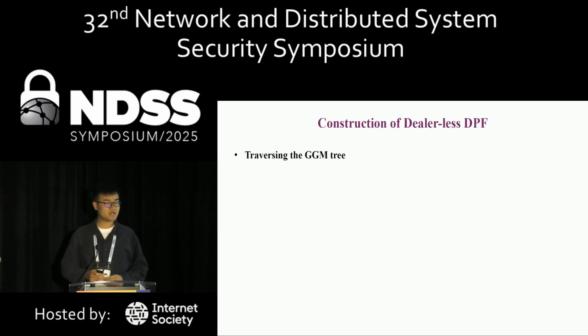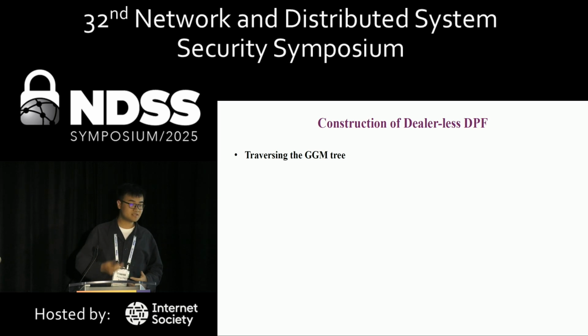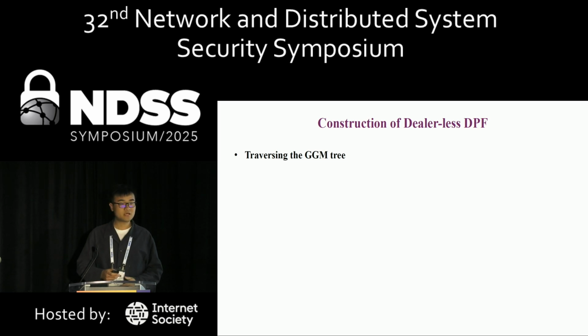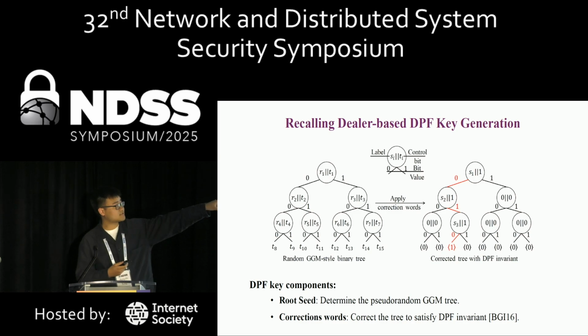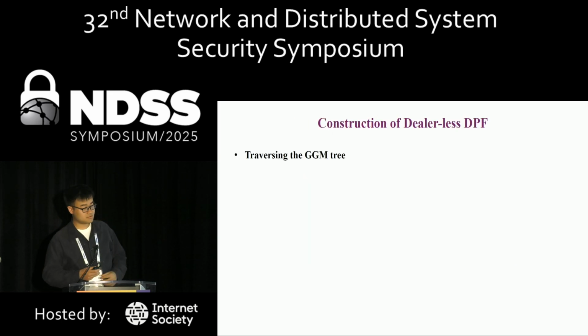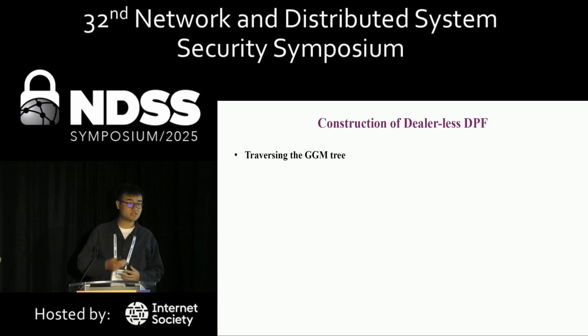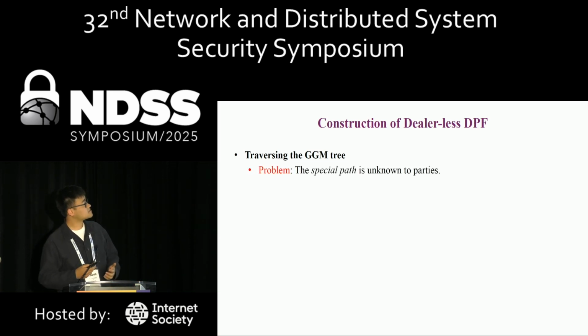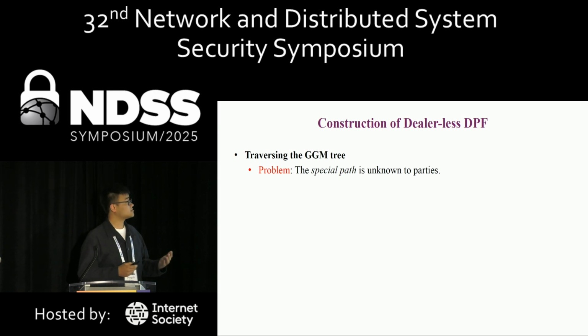So when we have to construct the dealerless DPF, the first problem we face is how to traverse the GGM tree, because there is no dealer and we do not know the red marked special path. So we have to use two-party computation protocols to traverse the GGM tree. And the problem is that currently we do not know which is the path to the target node.